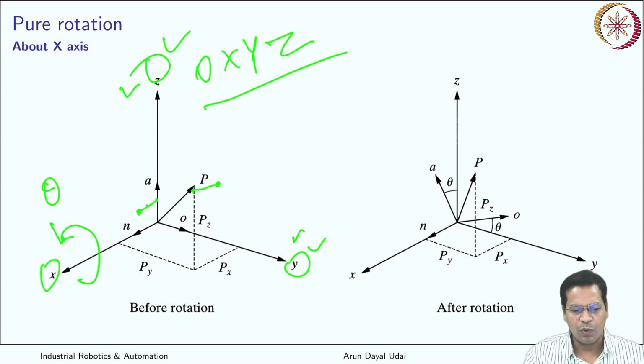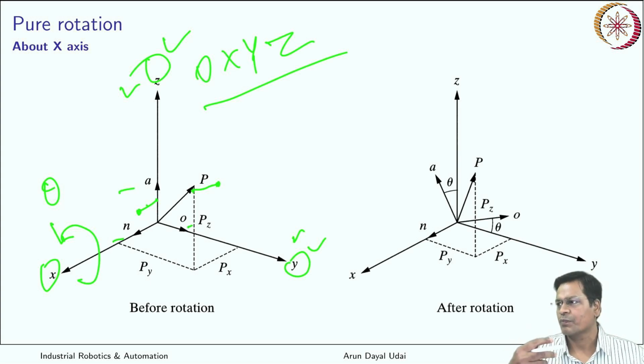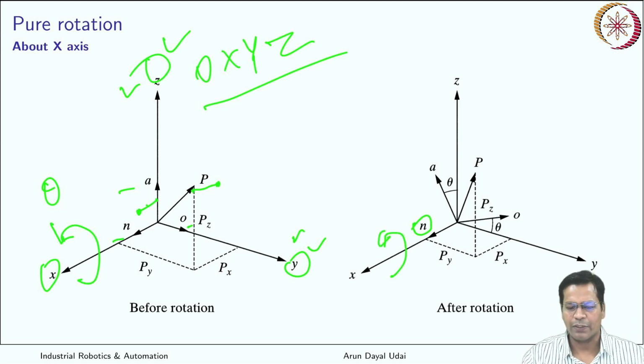If N, O, A are the three unit vectors associated with a frame attached to that object, then N remains where it is, because it was aligned with the x-axis about which we are rotating by an angle theta. What is going to change is O and A, which will be rotated by an angle theta.